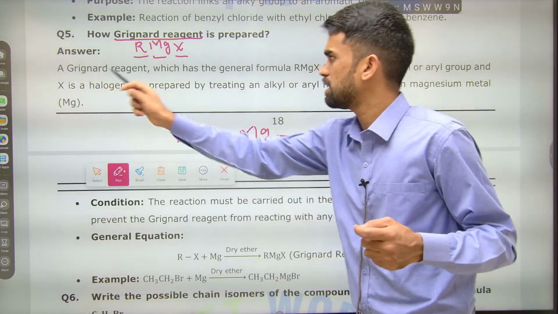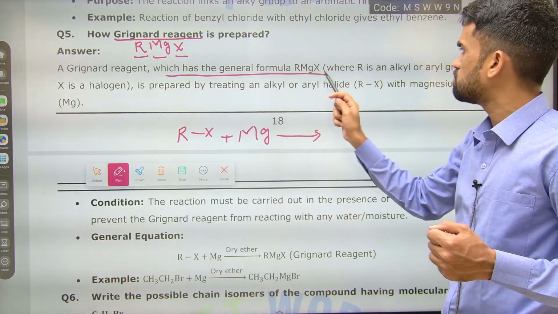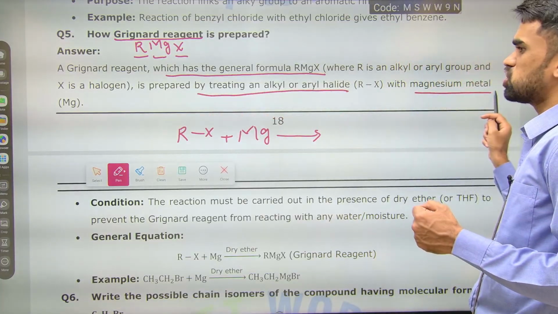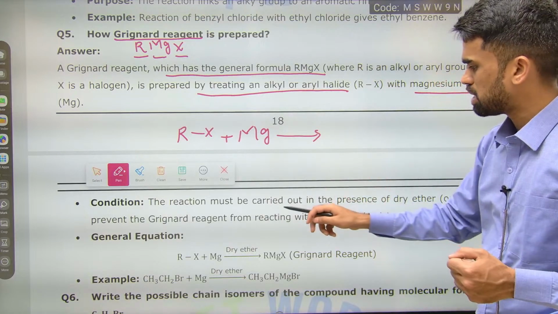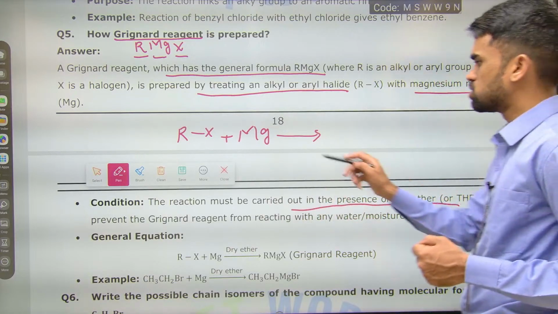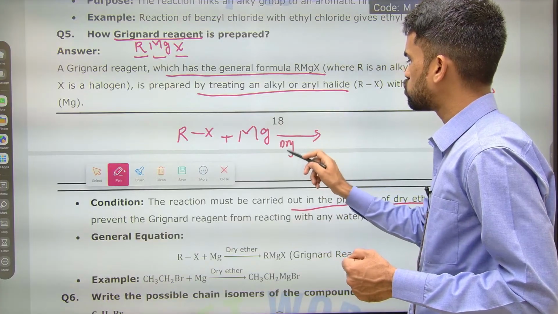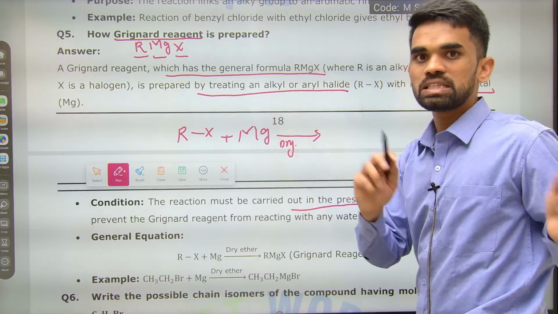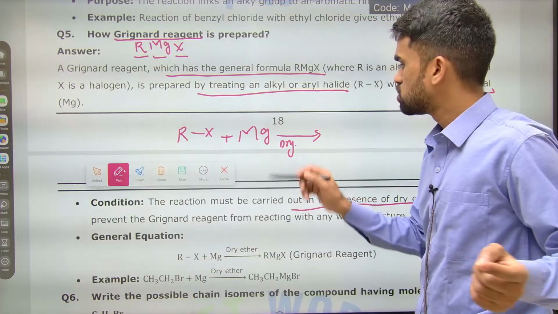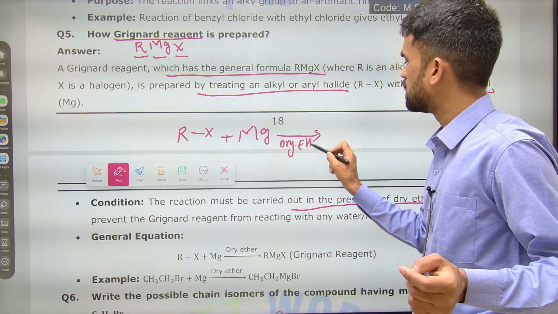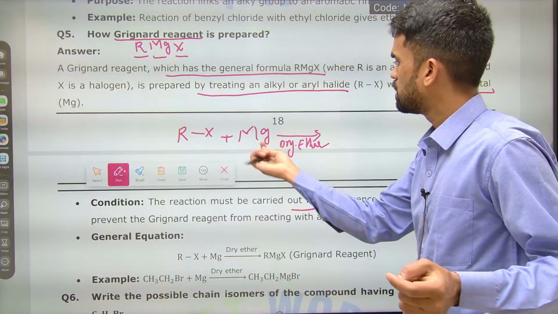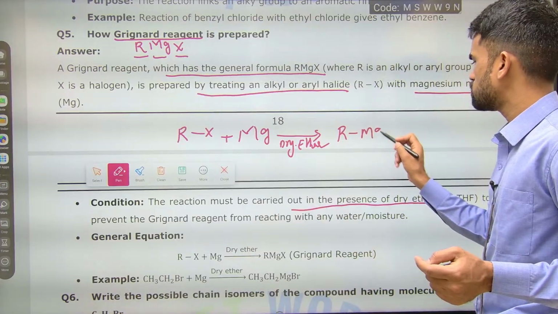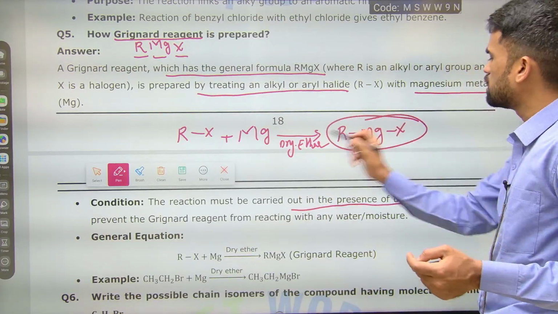So a Grignard reagent, which has a general formula RMgX, is prepared by treating alkyl or aryl halides with magnesium metal, and it must be carried out in the presence of dry ether. You should mention here dry ether, there should not be any wet condition. If wet condition is there, magnesium reacts with that water. That's why it should be mentioned as dry ether. Now what is going to happen? This magnesium will insert between this R and X. So you are going to get RMgX. That's it. This is called Grignard reagent.